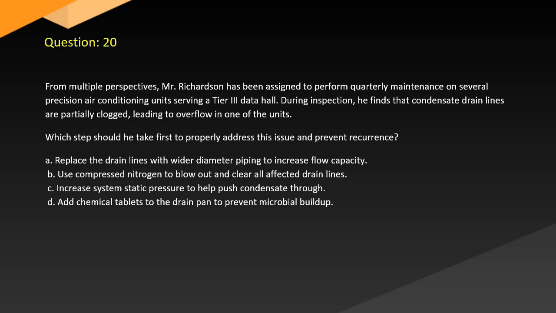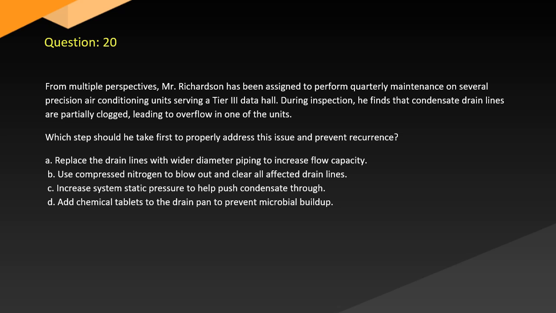Question 20. From multiple perspectives, Mr. Richardson has been assigned to perform quarterly maintenance on several precision air conditioning units serving a Tier 3 server hall. During inspection, he finds that condensate drain lines are partially clogged, leading to overflow in one of the units. Which step should he take first to properly address this issue and prevent recurrence?